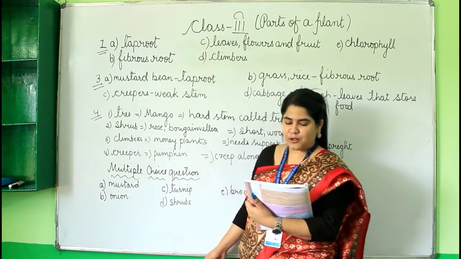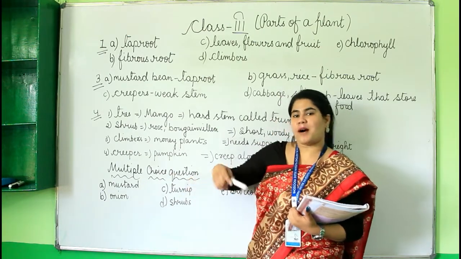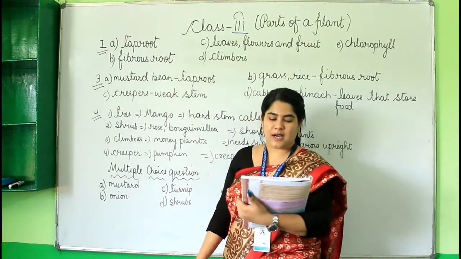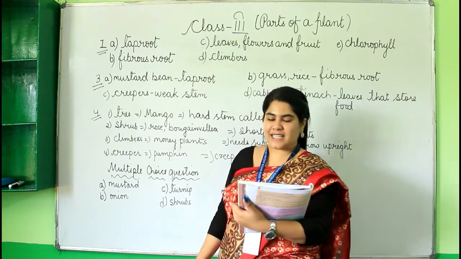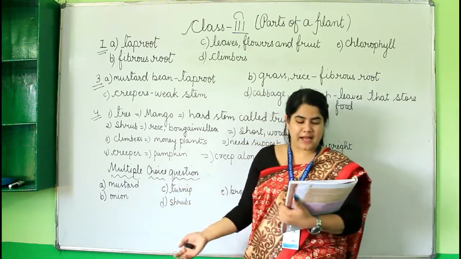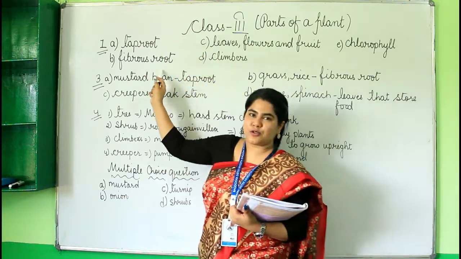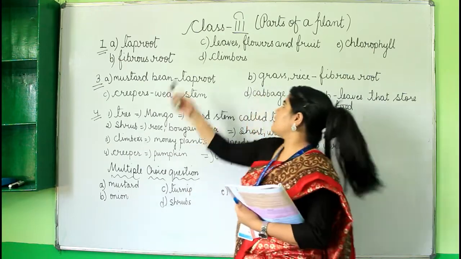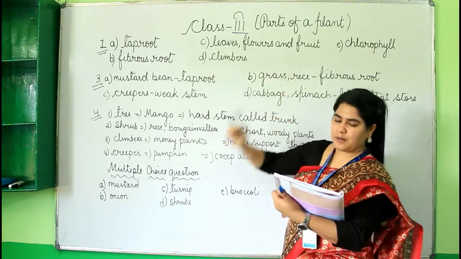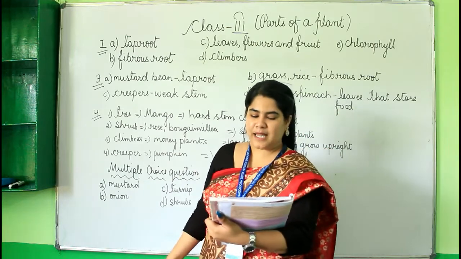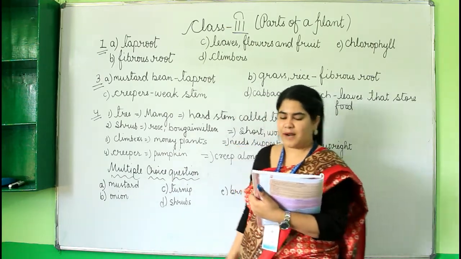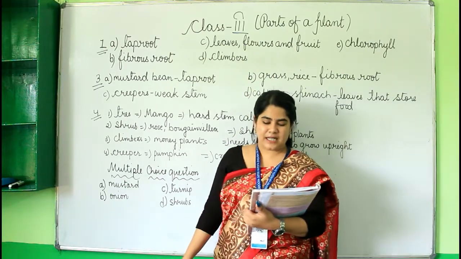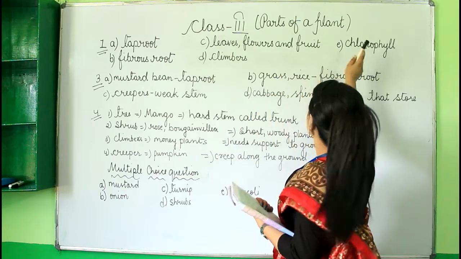A large thick root that grows straight down from a plant is known as taproot. Second, a root system composed of a bunch of small branching roots that grows outward from a plant is known as fibrous root. Third, parts of a plant that grow on the stem are leaves, flowers and fruit. Next, plants with weak stem that need some support to grow upright are known as climbers. And last one, present in green leaves, it helps to absorb light, that is chlorophyll.